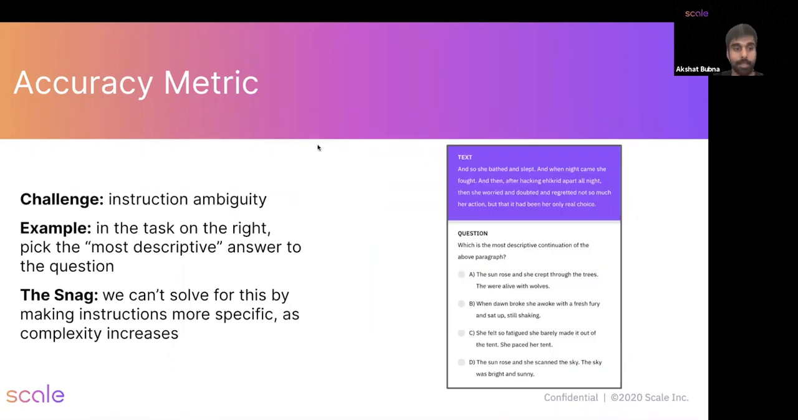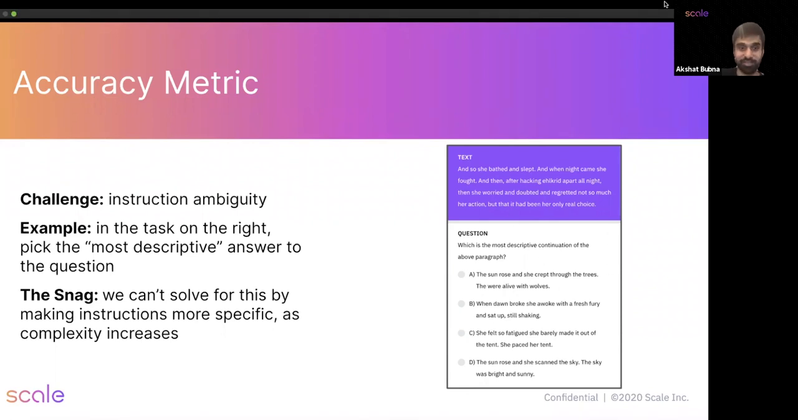Great. And immediately, even then, you run into some challenges. The first challenge is instruction ambiguity. So the task on the right is another one from our OpenAI project. And here, someone has to pick the most descriptive continuation of the paragraph. I am actually going to give people a minute or so to read this task and example. I was going to suggest people in chat can post what they think should be the most descriptive continuation. So I'll wait for that 30 seconds.